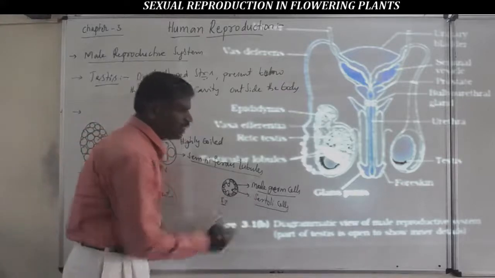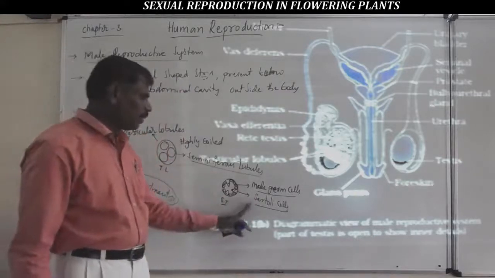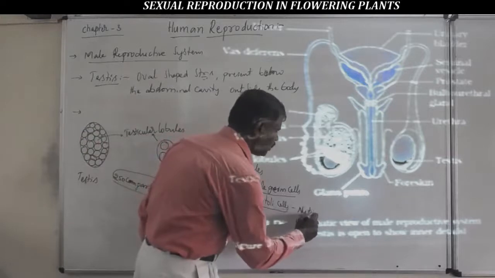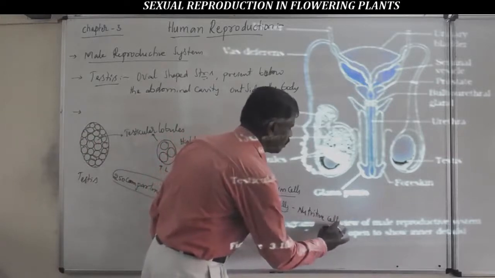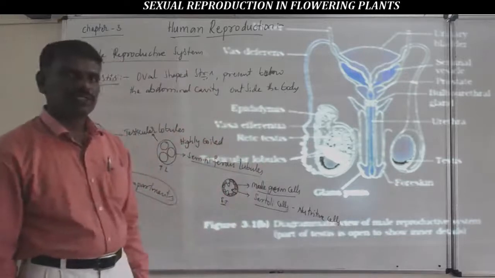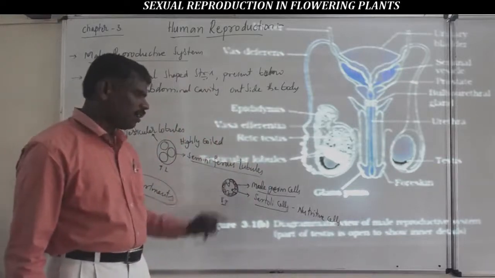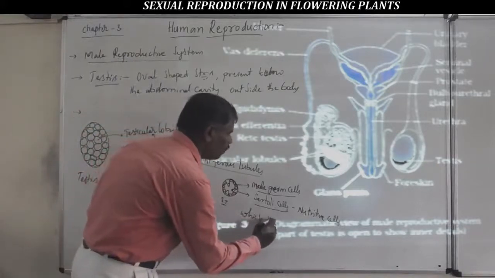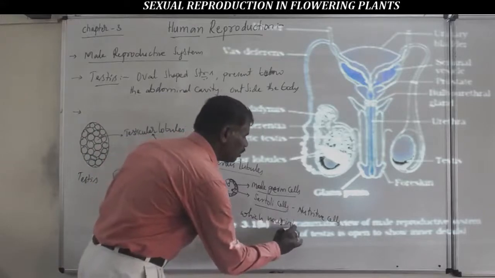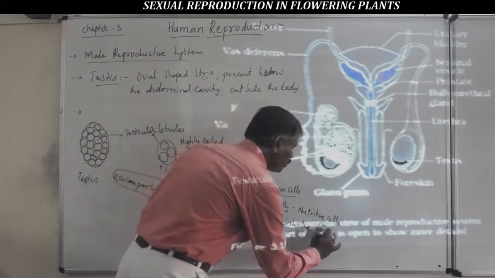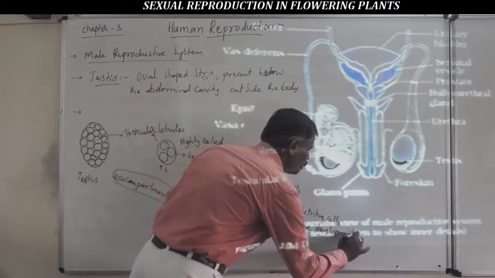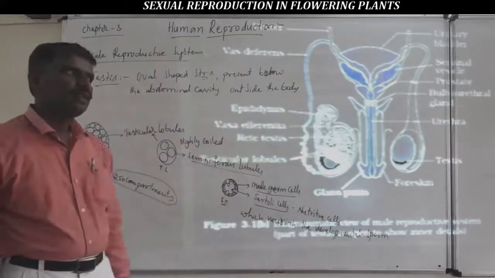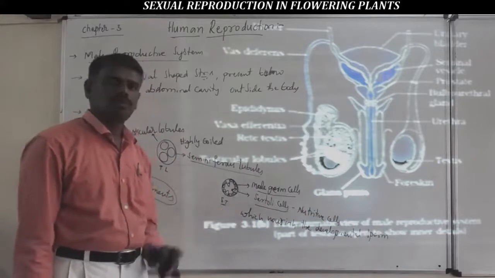Another cell is the Sertoli cell. Sertoli cells are nutritive cells. The nutritive cells are larger in size, which nourish the developing sperms. So the Sertoli cells supply the food for developing sperms.